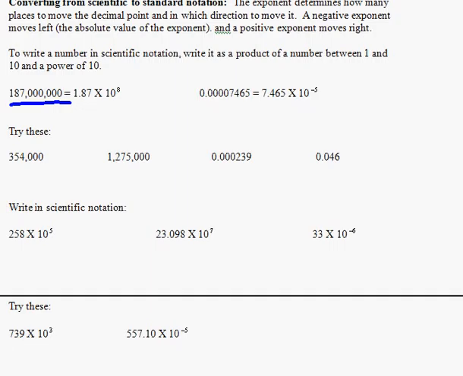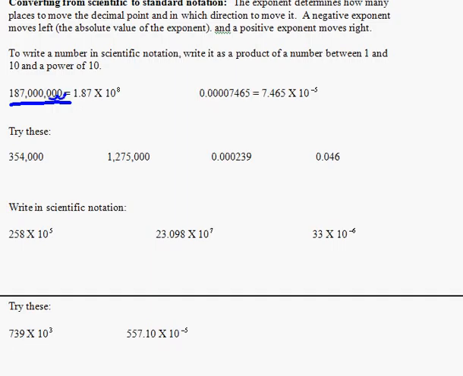Write down all your non-zero digits. Now if I have a 0 and then another non-zero number, of course I do have to include that one. And then figure out how many places you moved your decimal point to get it there. Where is my decimal point when there isn't one showing? It's all the way at the end, right there.